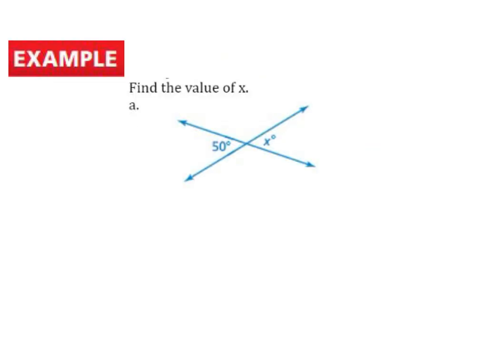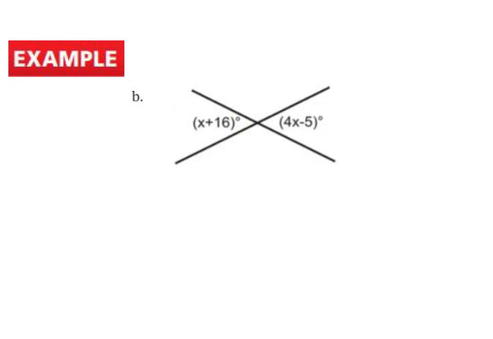So for your first example in your notes, let's find the value of x and let's explain why. The angle of x is going to be 50 degrees, and we know that it's 50 degrees based off of vertical angles. In this situation, we have vertical angles again.